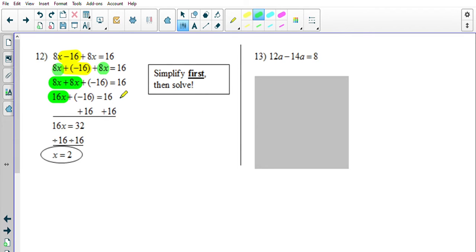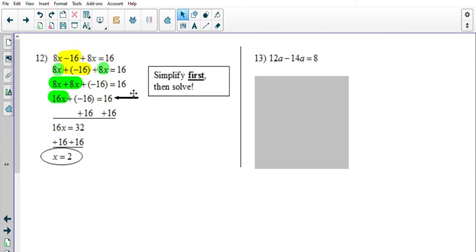So in this step right here that I'm going to draw an arrow to, we end up getting a two-step equation. And that's our goal, is to get either a one or two-step equation once we simplify. And so 16x plus negative 16 equals 16. The first step I want to do to solve that is get rid of the plus negative 16 by adding 16 to both sides. That will get us 16x equals 32. Then the inverse of multiplying by 16 is to divide by 16. So we end up getting x equals 2 for our solution.